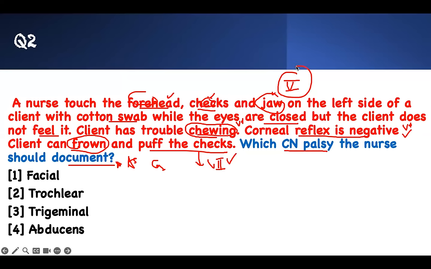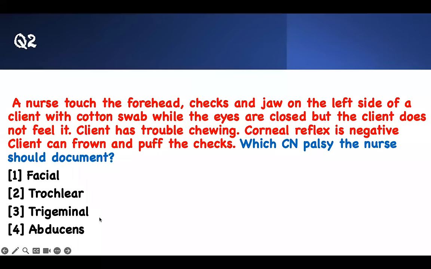So sensation of your face and chewing is mostly cranial nerve 5, but movement of the muscles, that's facial expression, is by 7. So you have to know. This is wrong, this is cranial nerve 4. Trigeminal is cranial nerve 5. This is 6. So the right answer is number 3. Okay. Number 2.